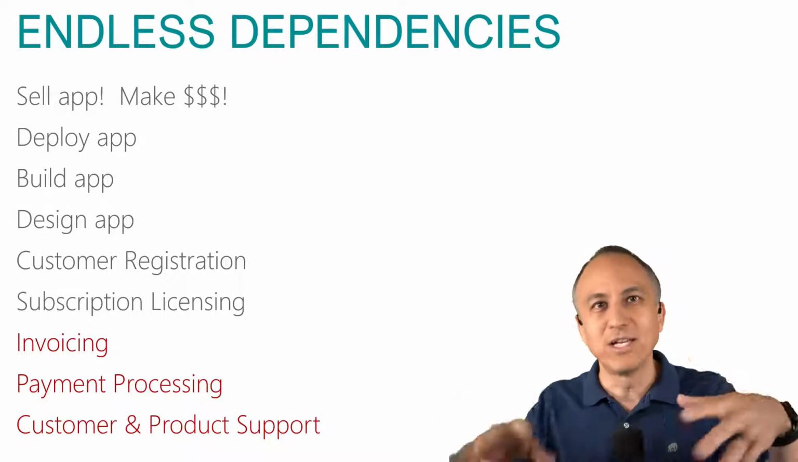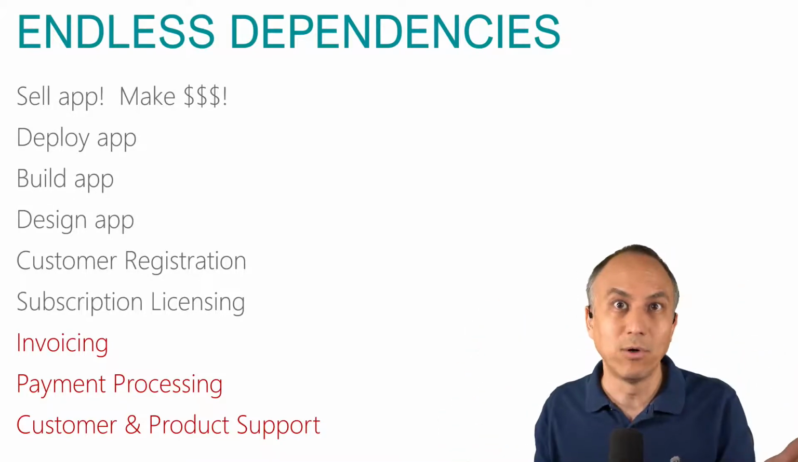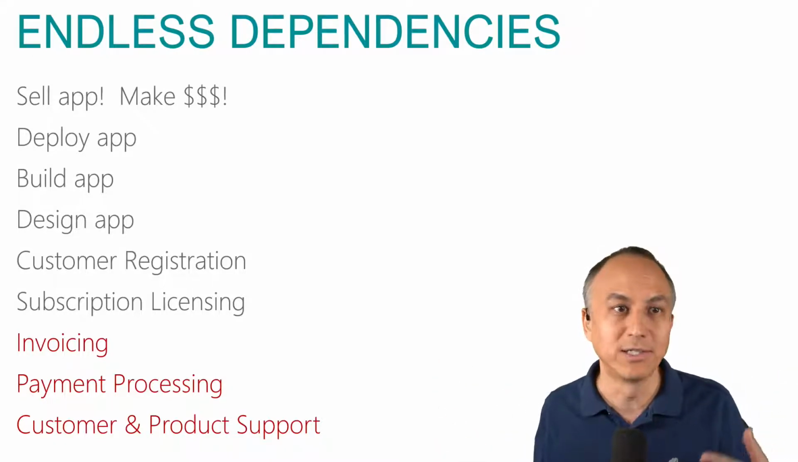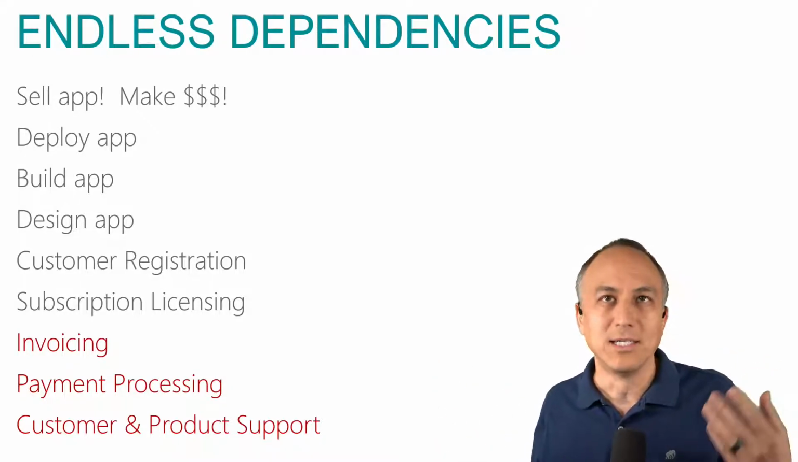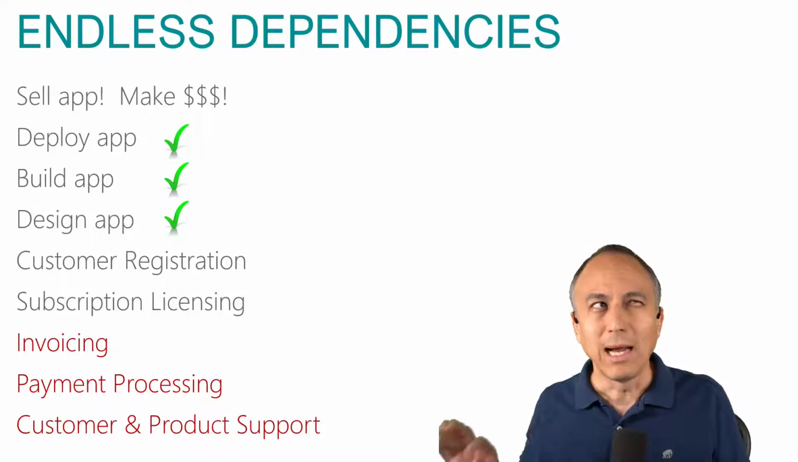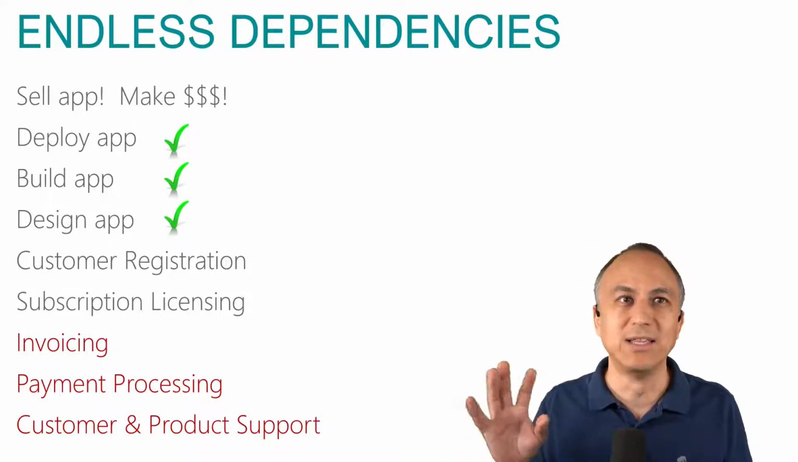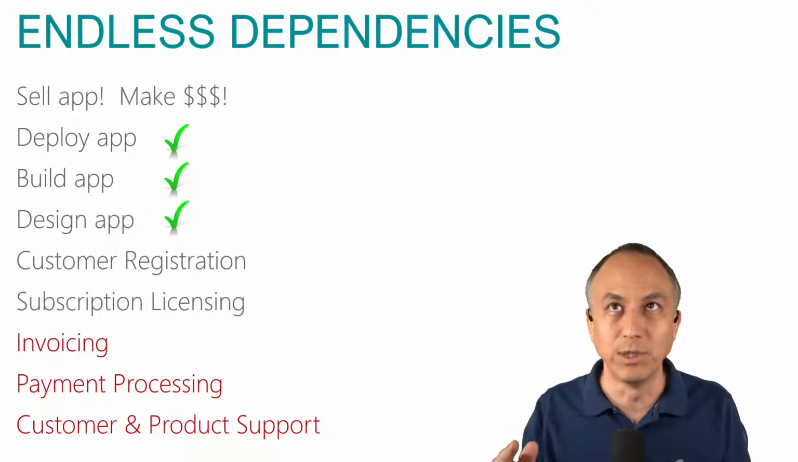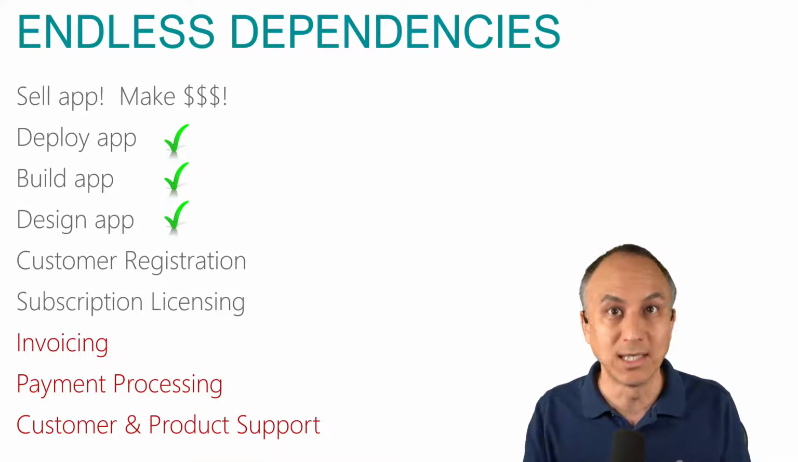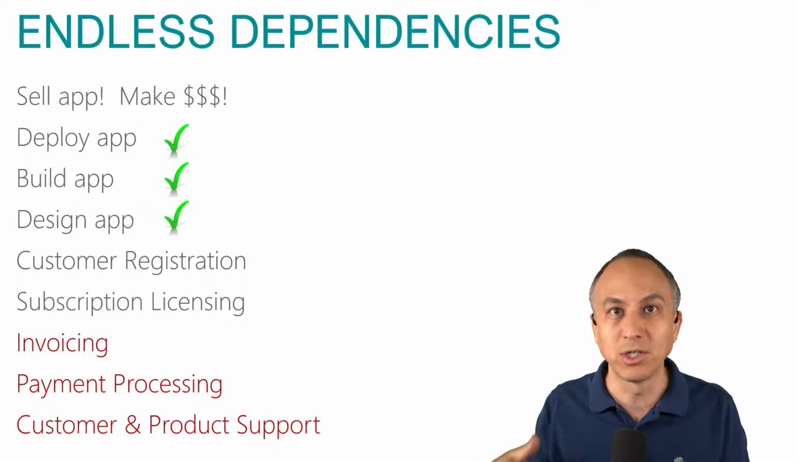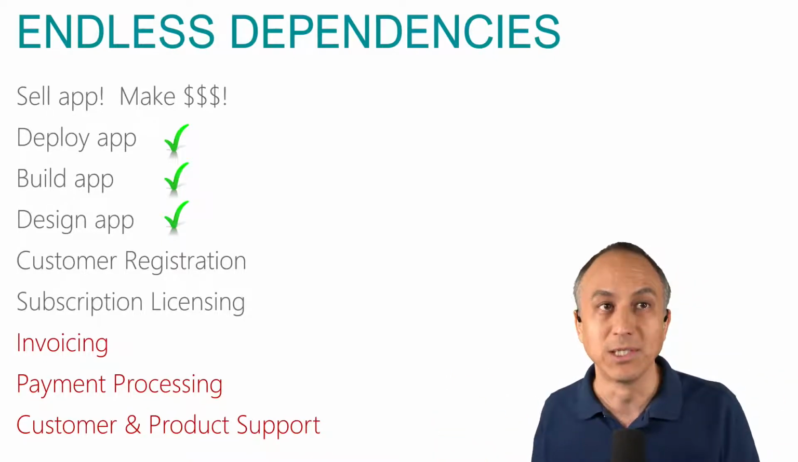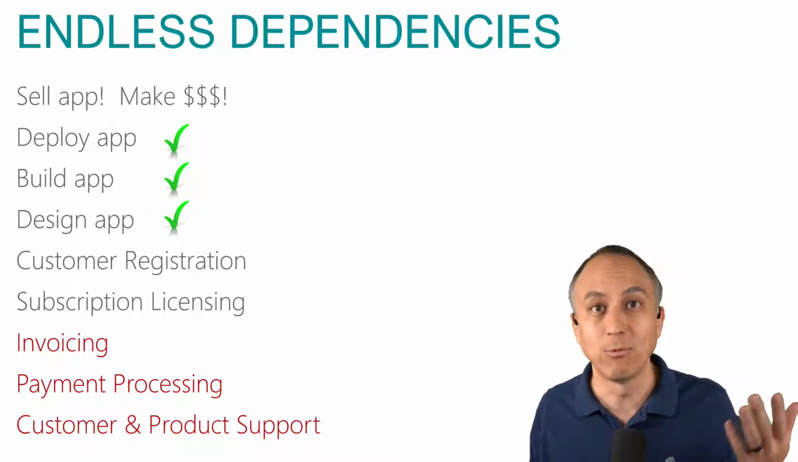And then eventually you finish all that and you're like, oh, well, I need to support my customers. So I need a CRM, support, help desk, whatever. So, long list of dependencies, right? At this time, I'm kind of in this stage. We've designed the app, we've built the app, we've deployed the app, and now we want to sell it. So we need customer registration, licensing, invoice payment processing, and CRM and support. So it's kind of where we're at, right?